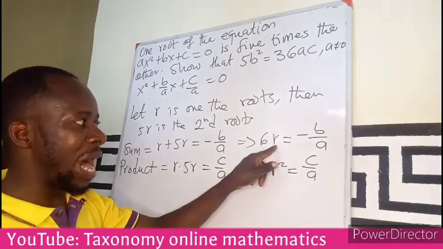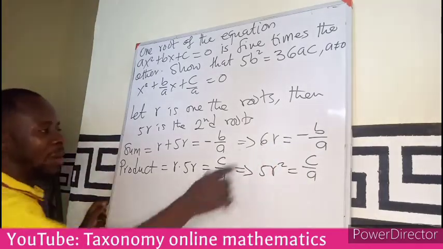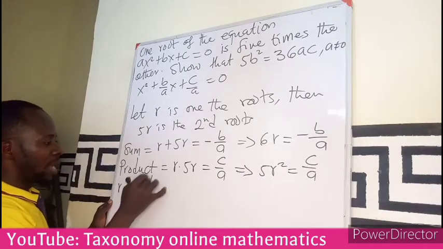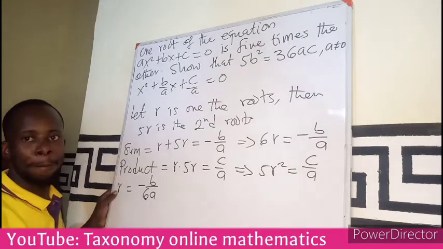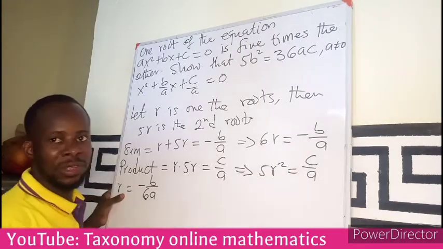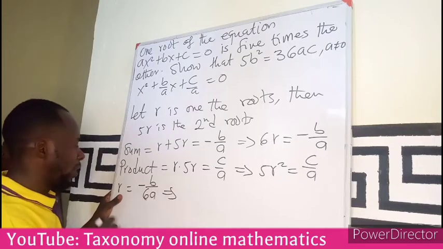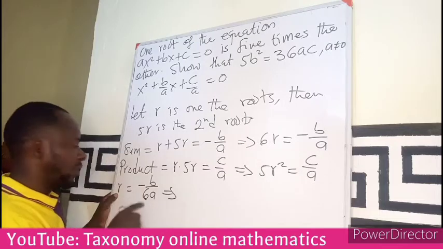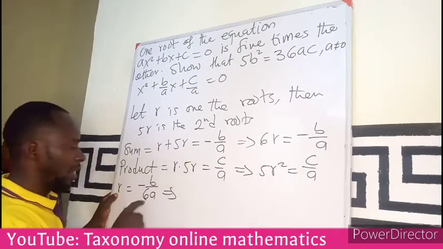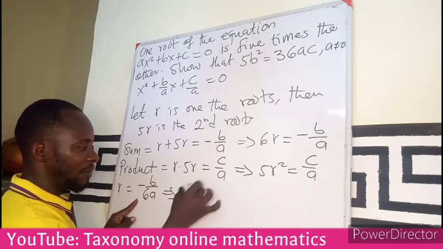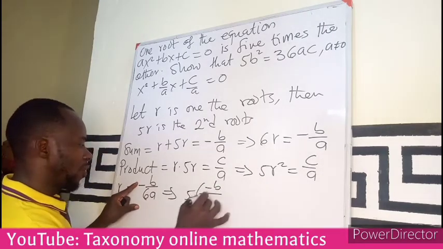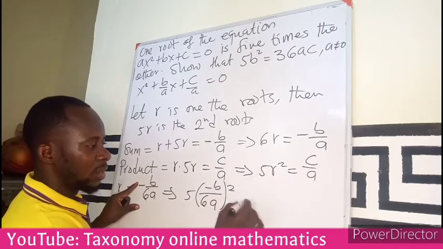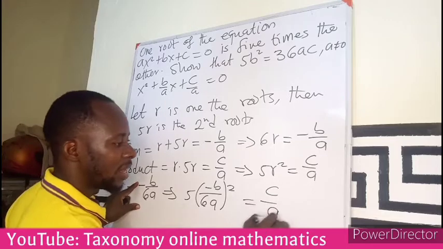So we can make r the subject here. I will divide through by 6. So r is going to be minus b over 6a. If I divide through, the 6 will come and multiply the a. So now I am going to substitute this value in place of r. Whenever I see r, I put this value. So that is going to be 5 times minus b over 6a, all squared, because the r is squared. This is equal to c over a.